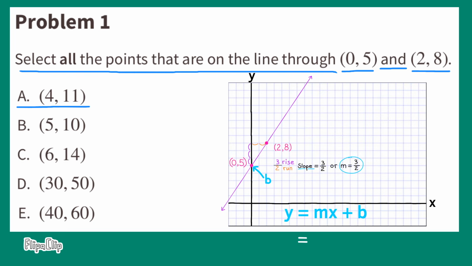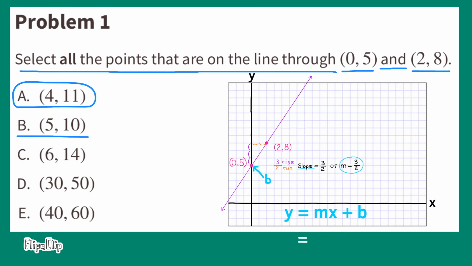A. Coordinates 4 and 11. The y-coordinate is 11, so we can substitute the y with an 11, bring down the equal sign and the slope, times the x-coordinate value, which is 4, which is also 4 over 1. And since the y-intercept is 5, instead of plus b, we'll substitute it with a plus 5. 3 times 4 equals 12. 2 times 1 equals 2. 12 divided by 2, or 12 halves, equals 6. And 6 plus 5 equals 11. And since 11 equals 11, we know that the coordinates 4 and 11 have a point on the line.